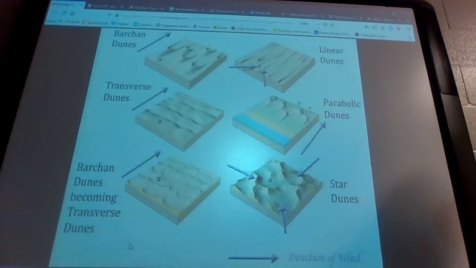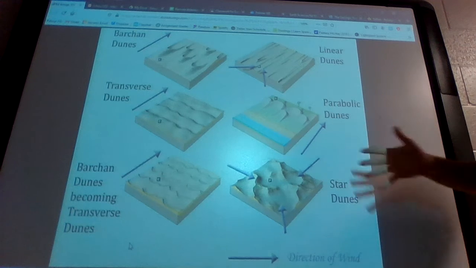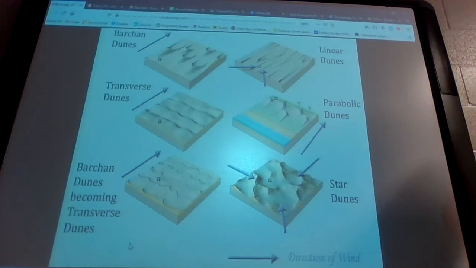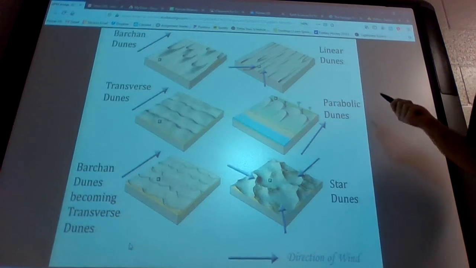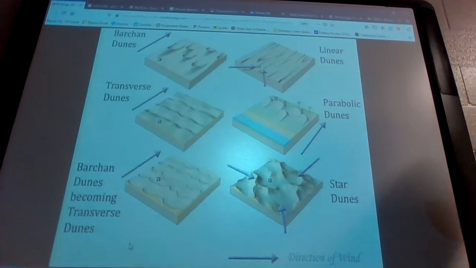Depending on where you're at and how the wind blows and the way the sand piles up, you can have really, really complex features in your sand dunes that we probably don't get a chance to see all that often. So I just want to show that to y'all. That's the end of the presentation today.